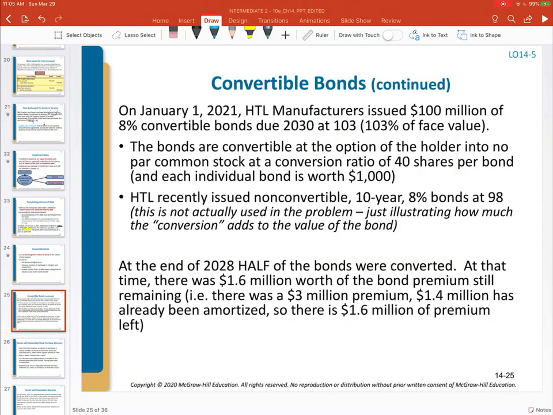So let's look at an example of this. We're going to go on January 1st, 2021. We're going to issue $100 million worth of convertible bonds. Our bonds have a stated interest rate of 8%. The bonds are issued at 103.